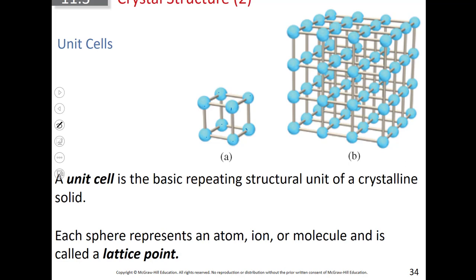So if we take this repeat unit and just expand it out, we end up with this larger lattice structure, the whole thing all connected together. Each sphere here, of course, is representing an atom or molecule, and we're going to also call these things lattice points, where these bonds all connect here. Those are going to be our lattice points.